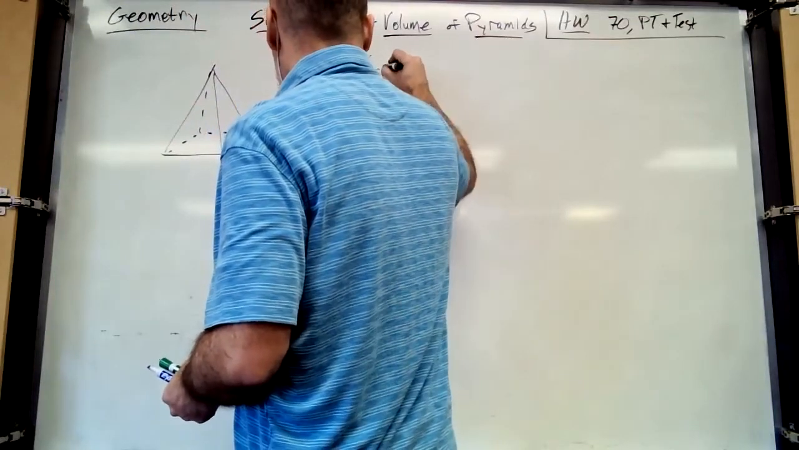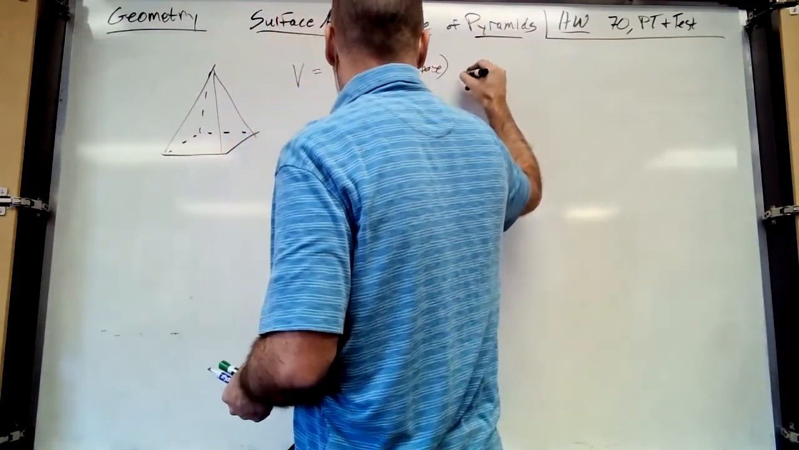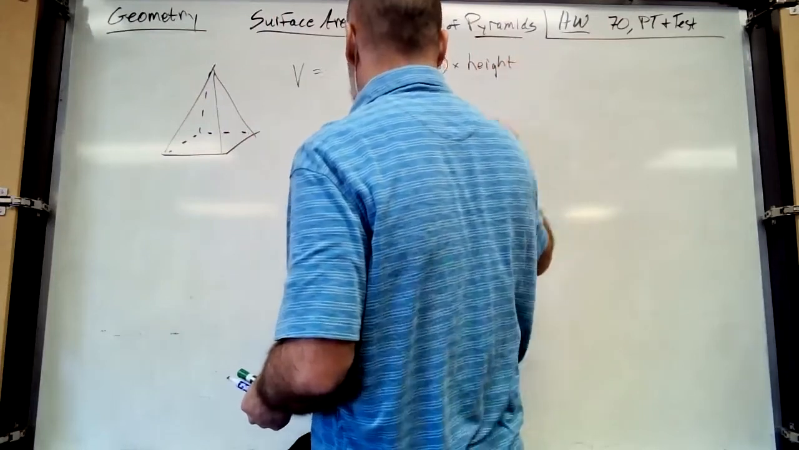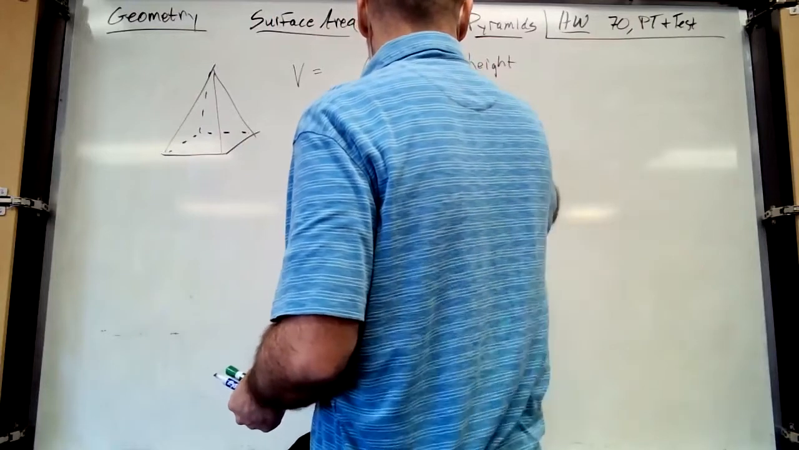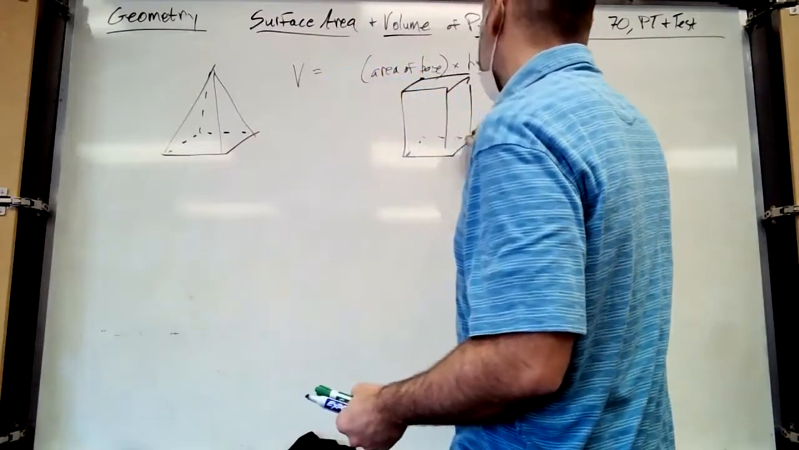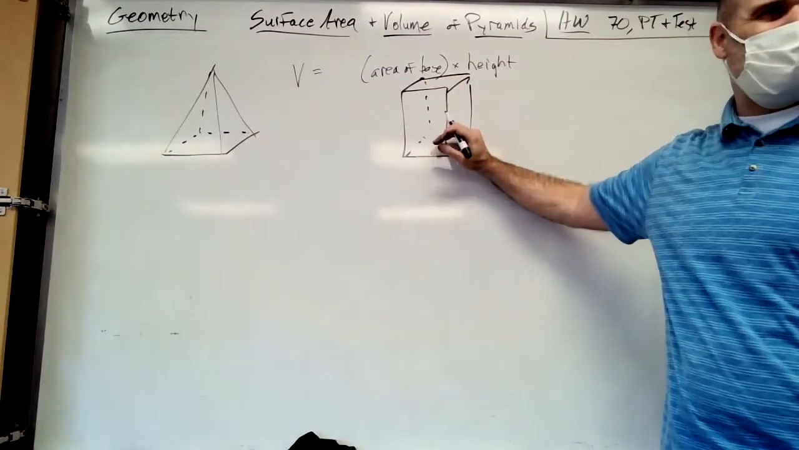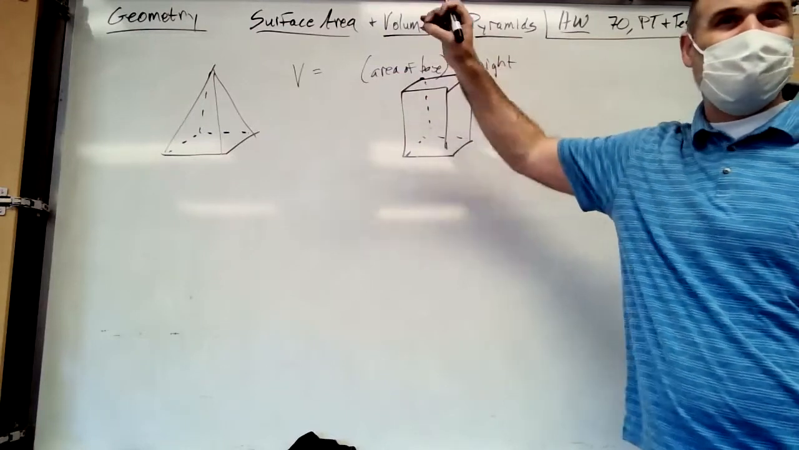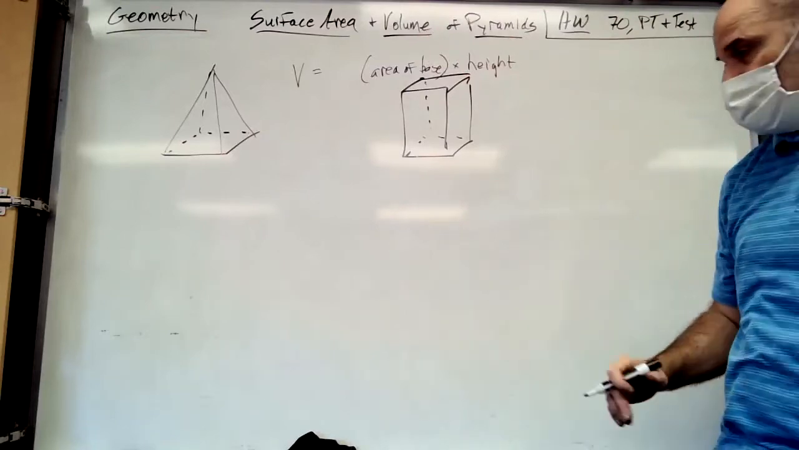It's 1/3 of that. So area of base times height would be the pyramid, right? Or not the pyramid, but the prism. So area of base times height would be a prism that looks like this, right? That's the prism because that same base, that same area, is multiplied this many times because there are that many layers of cubic units that you can stack on top of itself.